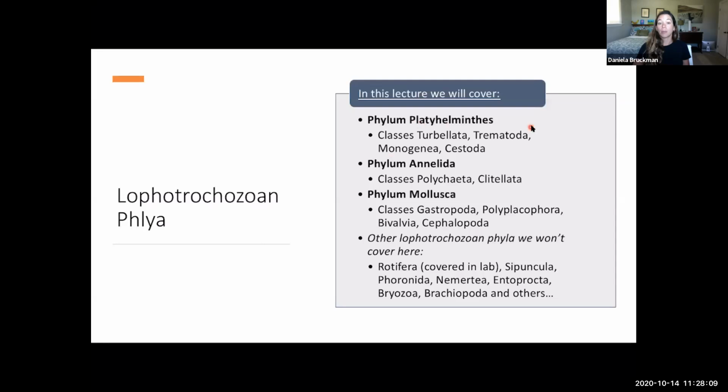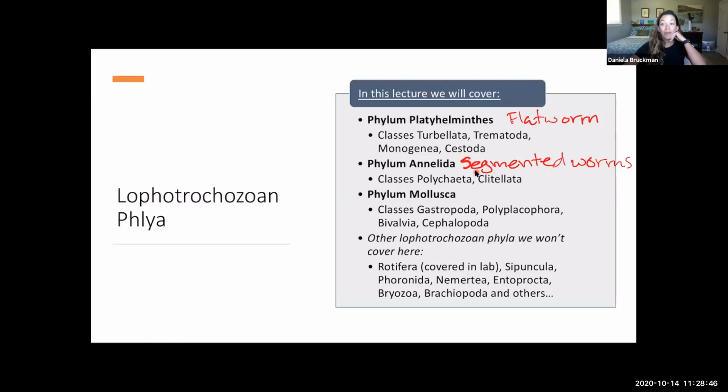We're going to look at the phylum Platyhelminthes. These are our flatworms, as you'll see. And then the flatworms are going to have 4 different classes that we'll learn about, and they're shown here, and we'll go through each of these in more detail. Then we've got the phylum Annelida, which are going to be our segmented worms. And that includes 2 classes, I'm sorry, I can't get my numbers right today. The Polychaeta and the Clitellata.